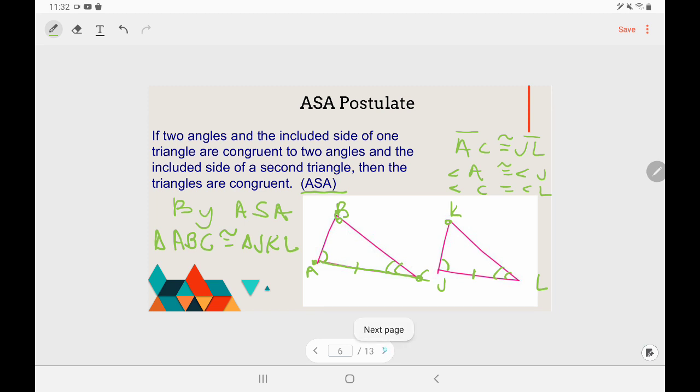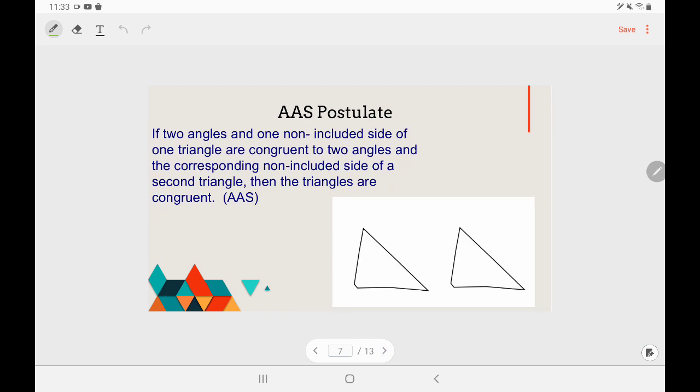Now we have a fourth type of postulate that we're going to learn about, which is the angle angle side postulate. So this is almost exactly the same. Take a second and pause the video. Write down this definition. All right. If two angles and one non-included side, so this time we're not including the side between, of one triangle are congruent to two angles and the corresponding non-included side of the second triangle, then it is congruent by angle angle side. Notice I'm using the same three letters, but in a different order.